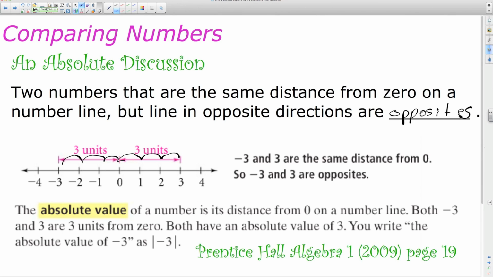You write the absolute value of 3 as these two vertical bars. That's the symbol, these two vertical bars. That's taken from Prentice Hall, copyright 2009, page 19. One thing to note about the absolute value, it's always positive. The absolute value of a number is always positive.